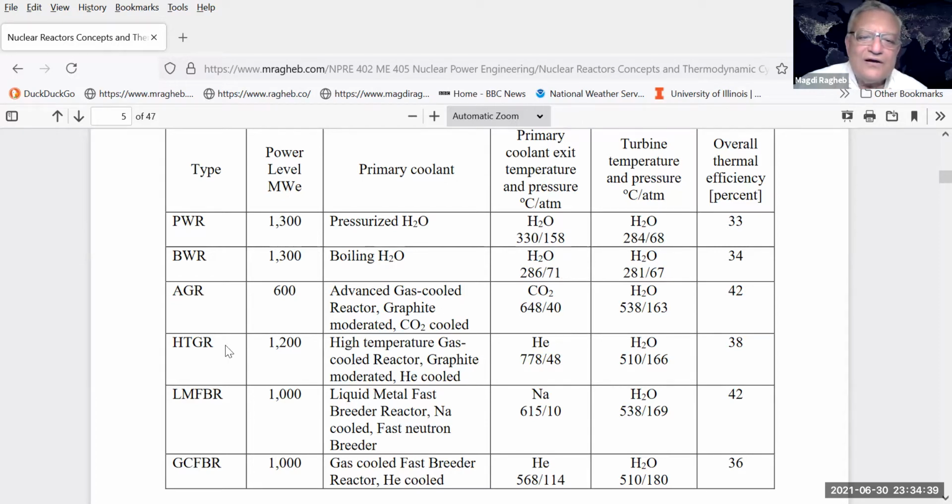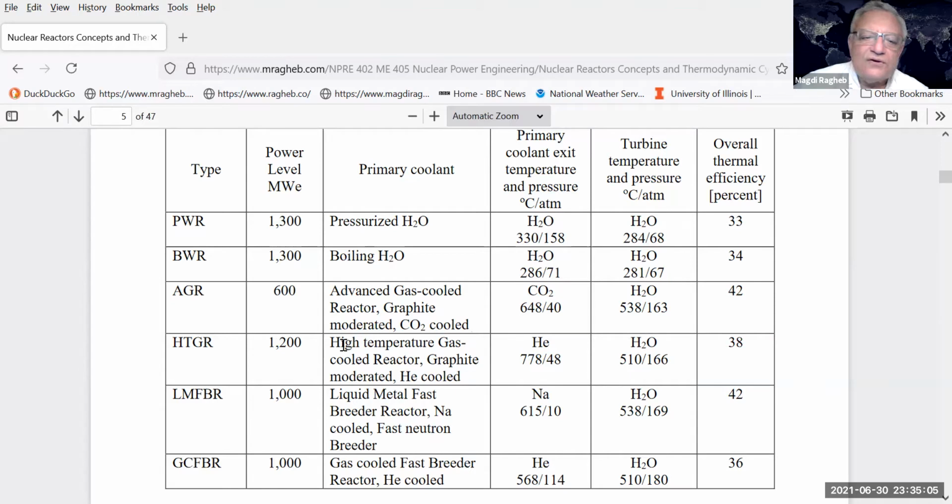Notice when you go to the high temperature gas cooled reactor, your efficiency increases to about 40%. The AGR is a design that was built in the UK. It's an acronym for Advanced Gas Cooled Reactor. And this type of reactor was cooled by carbon dioxide. The high temperature gas cooled reactor is contemplated to be cooled with helium.